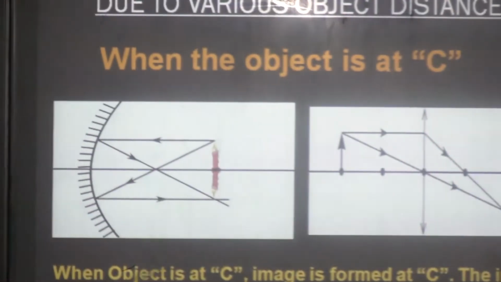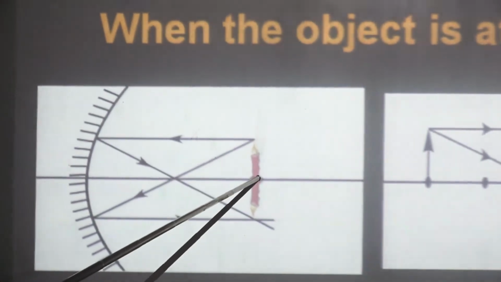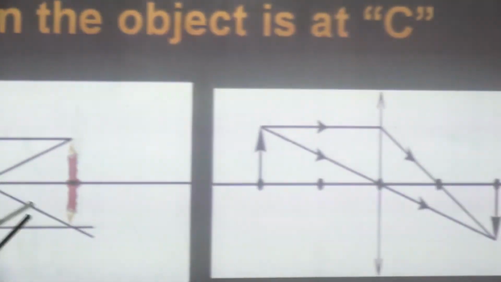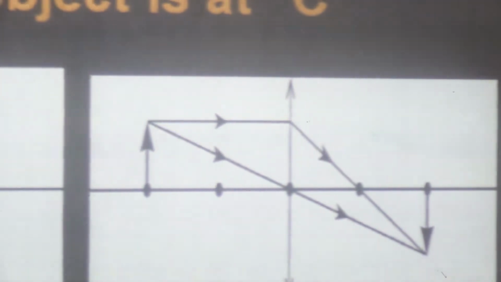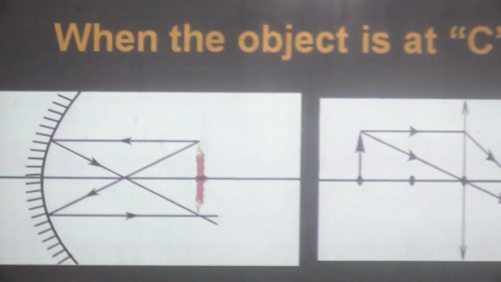Next. Now the object is at C. Here also the object is at C. Now there the image is formed. Here the image is formed at C only. Here also the image is formed at C only. It is inverted. That is also inverted. Now, but what is the size? When the object is at C, image is formed at C, and the image is real, inverted, and same size as the object. This is another characteristic.